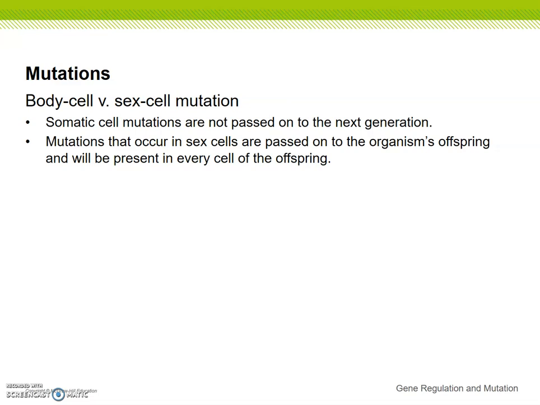And then there is a difference between body cell mutations and sex cell mutations. Somatic mutations in our somatic cells, which is all of our cells except sex cells, are not passed on to the next generation. So if you go out in the sun too much and it causes skin cancer, those are somatic cell mutations, and you're not going to pass that along. But mutations that occur in sex cells are passed on to an organism's offspring, and they will be present in the cells of the offspring. So that's the difference between somatic cell and sex cell mutations.